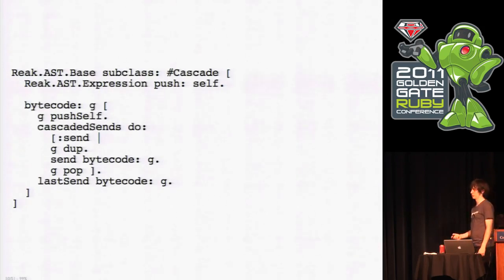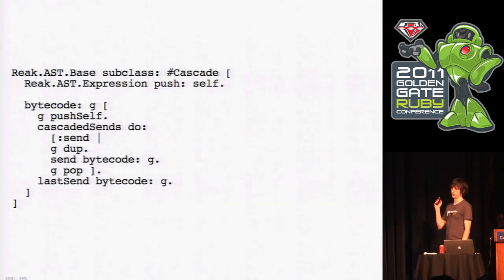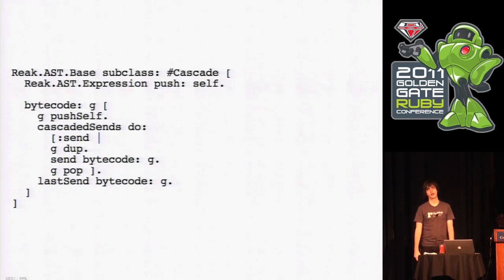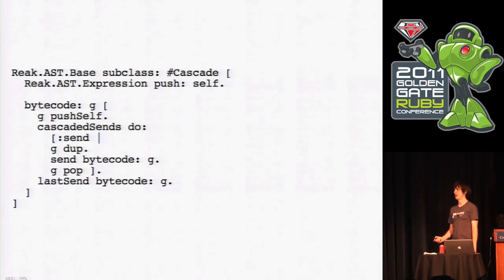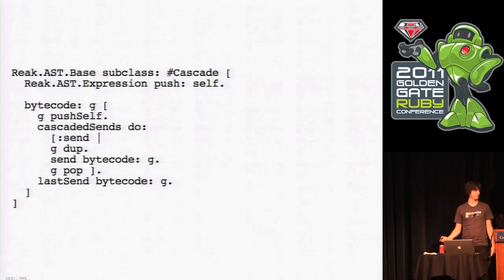And then it has to generate the bytecode for the method sent, which will remove all the method arguments and the receiver from the stack and place the return value onto the stack. And since we don't want that return value and want to get back to the receiver, since we only care about the return value of the last method call, we actually have to remove that value from the stack and then generate the bytecode for the last method sent.